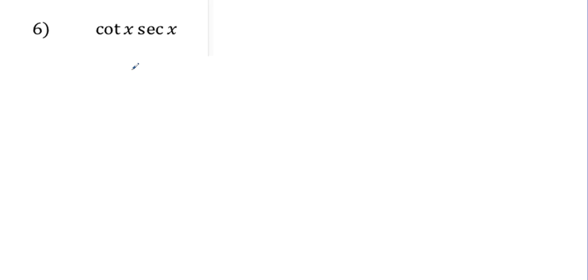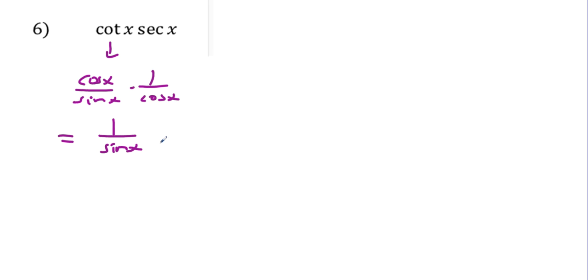So I'm going, okay, what do I do? Well, when in doubt, convert everything to sines and cosines. Well, that's just cosine over sine. And that's just 1 over cosine. Well, this looks kind of interesting. Guess what? These cancel out. It's just 1 over sine. And that's just a funny way of writing cosecant x. There you go. Not too bad on that one.